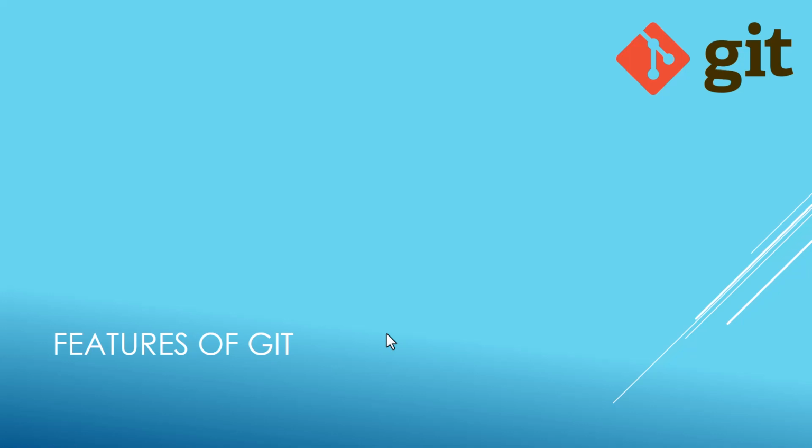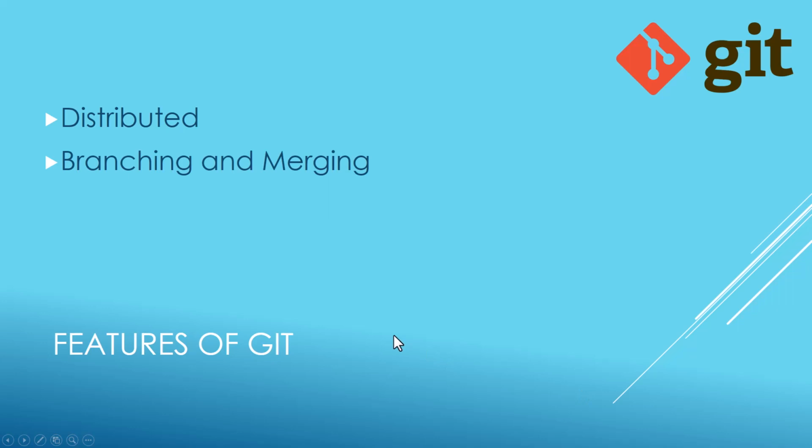Alright, now there are some features which are very important for today's discussion. Git is a powerful and flexible version control system that provides many features to help developers manage changes to their code base. Here are some of the key features of Git. First one, it is distributed. Git is a distributed version control system, which means that each developer has their own copy of the code base on their local machine. This makes it easy for developers to work offline and collaborate with others without requiring a centralized server.